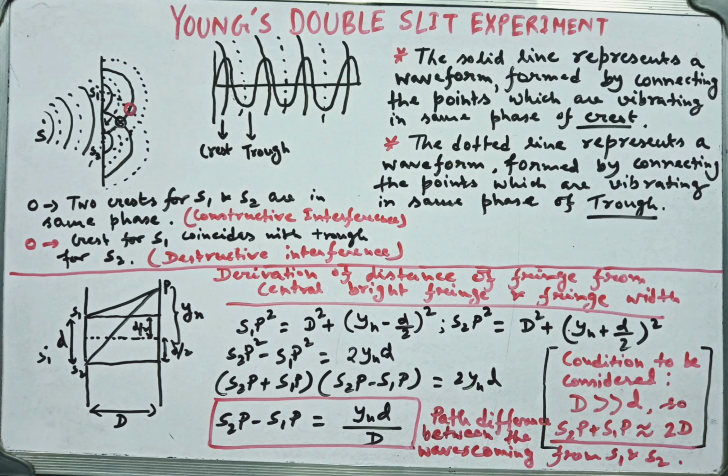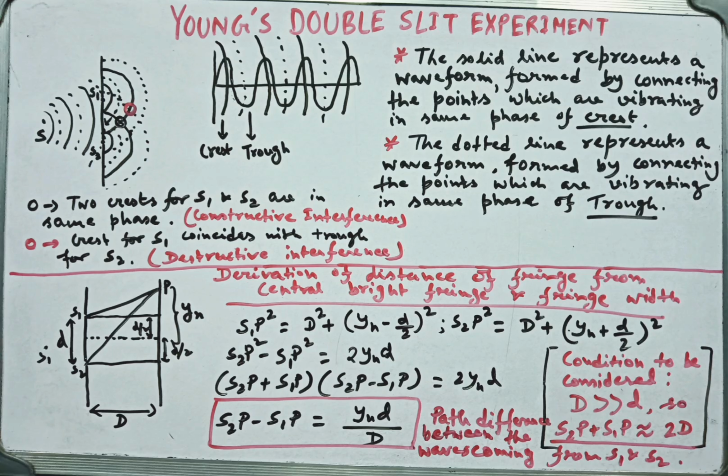Now today's discussion is Young's double slit experiment. Here you can see in the left side picture, S is the source and from there some wavefronts are coming out. So the solid lines and the dotted lines are two types of wavefronts.